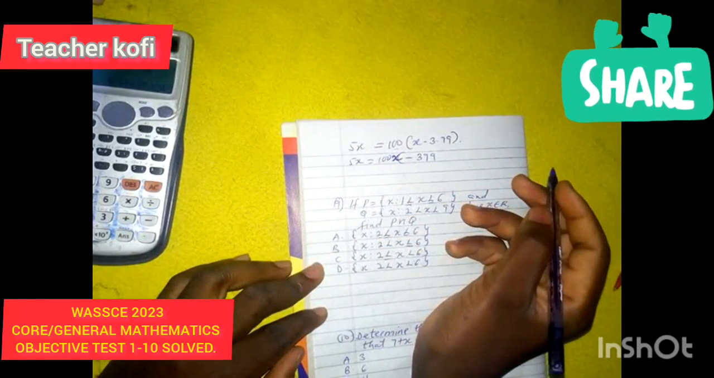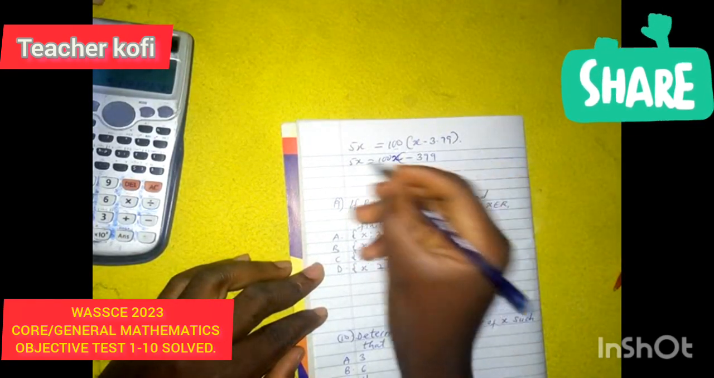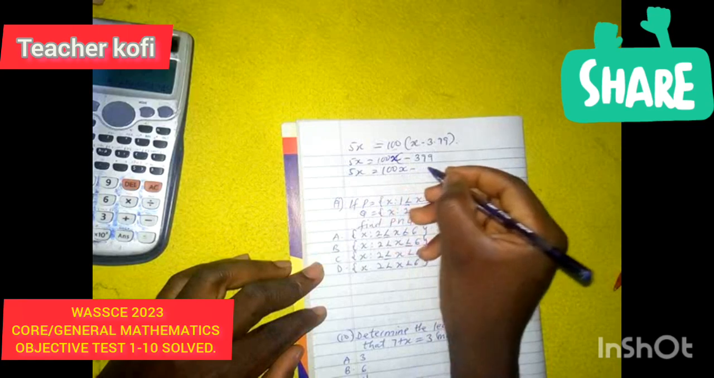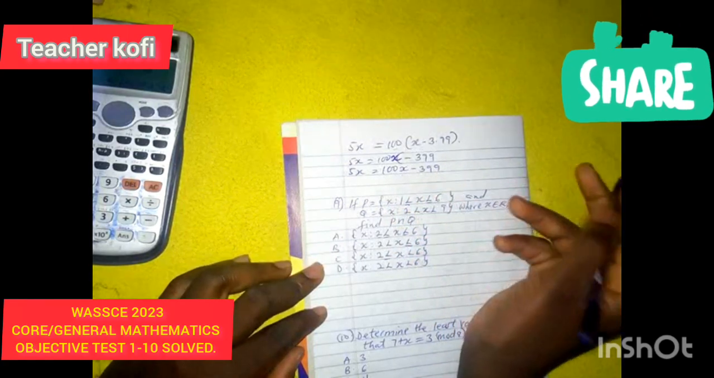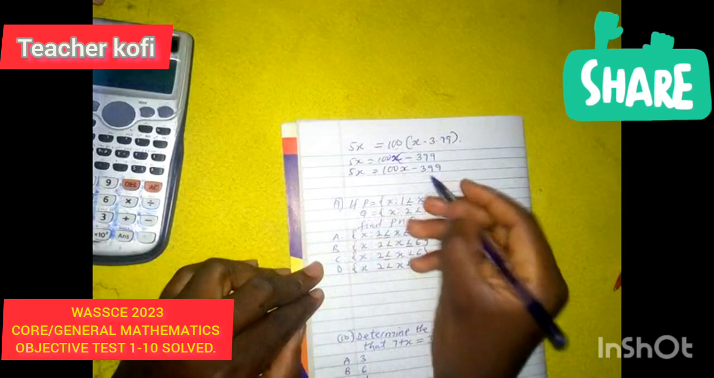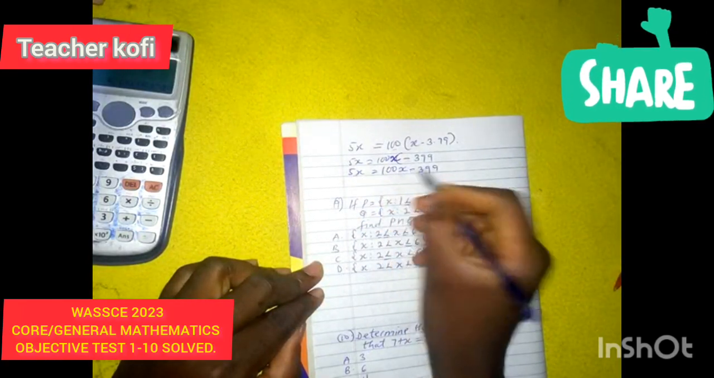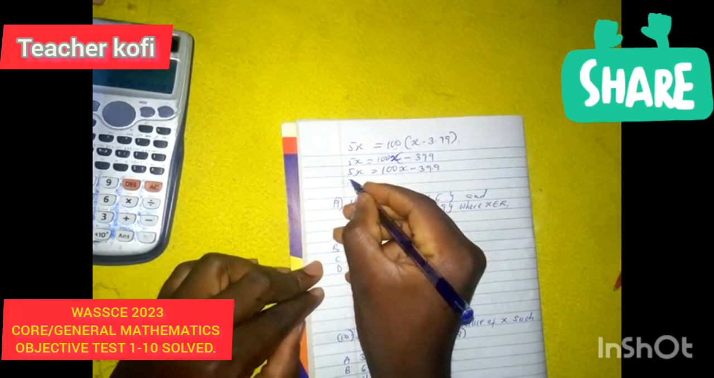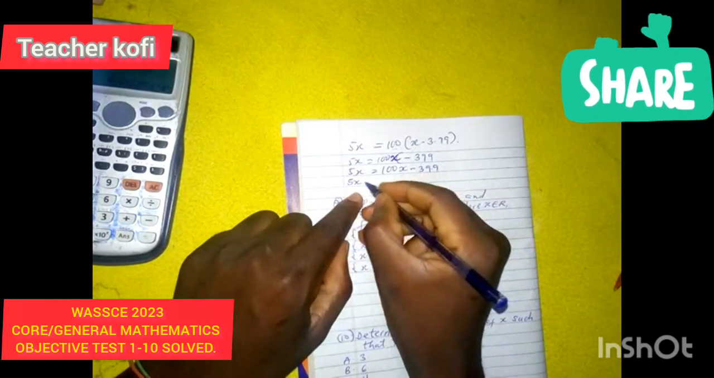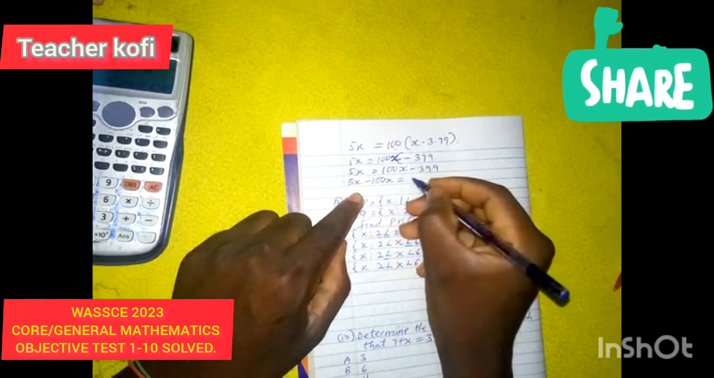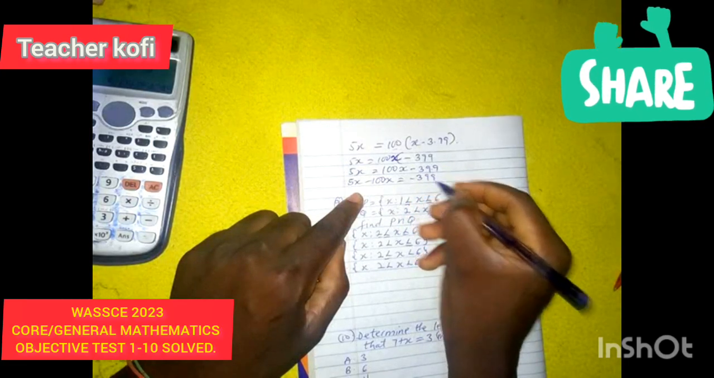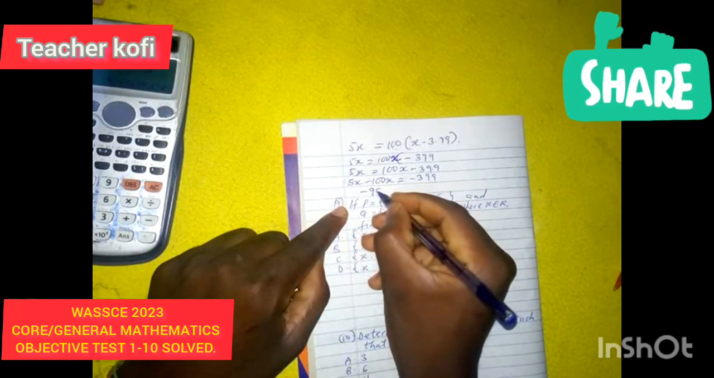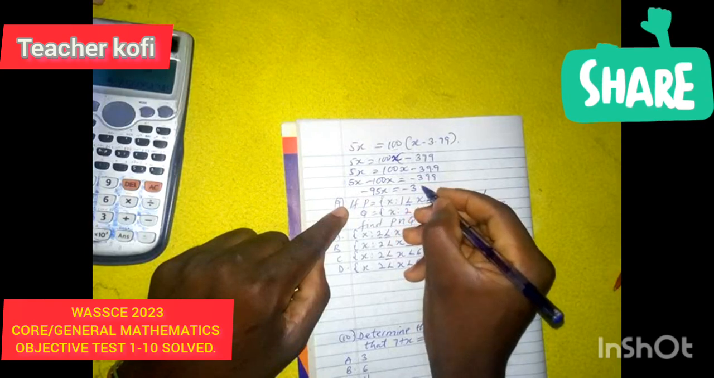So this is the equation: 100x minus 399. Now let's send this across to this side, and let's send this in here, so we get all the same. Let's do it. 5x minus 100x equal to minus 399. So 5x minus 100x will give us minus 95x equal to minus 399.